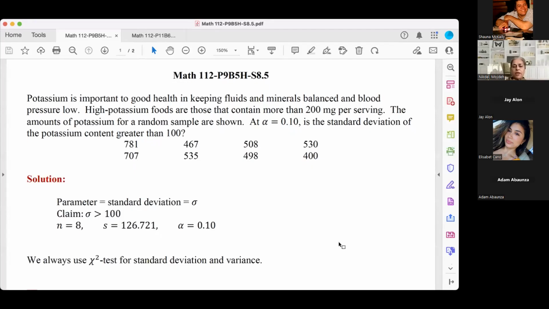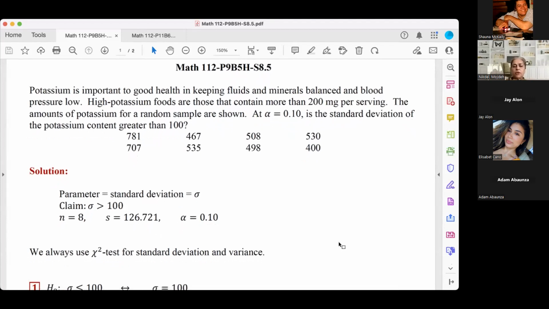Okay, next I'm going to look at problem number 9 from 8.5. Let me share my screen. Problem number 9. No, sorry, problem number 5. 9 from the textbook, 5 from the handout. Got it.